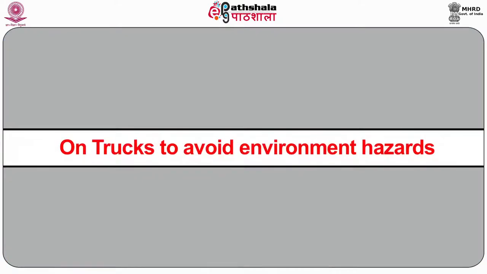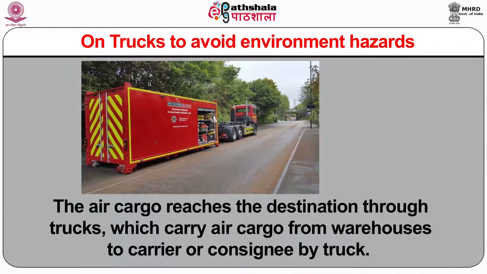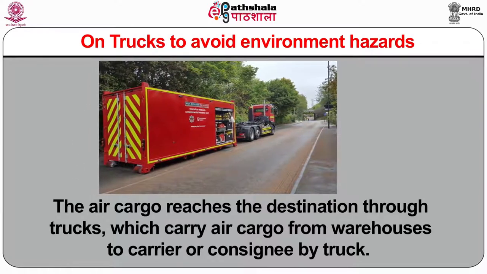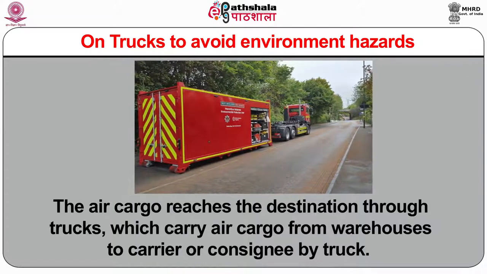Dangerous goods are hazardous materials which require special care and trained human resources in their handling. The instructions are given as per ICAO or IATA guidelines for the safe and secure transport of dangerous goods. On the trucks, to avoid environment hazards, the air cargo reaches the destination through trucks which carry air cargo from warehouses to carrier or consignee.